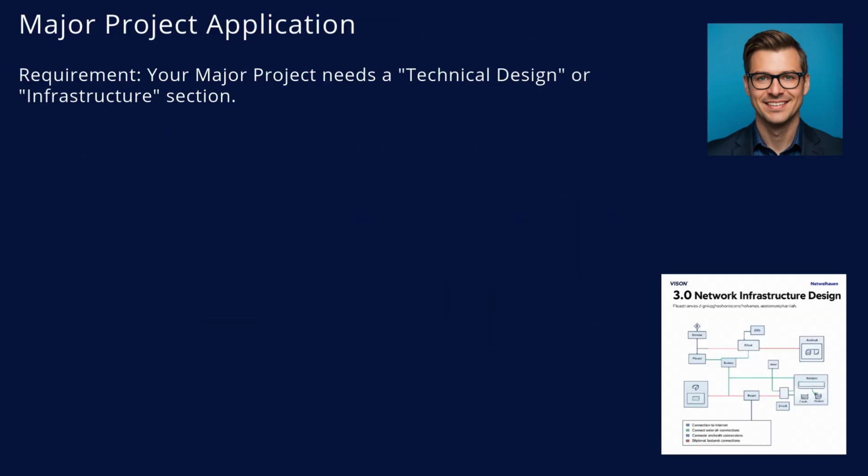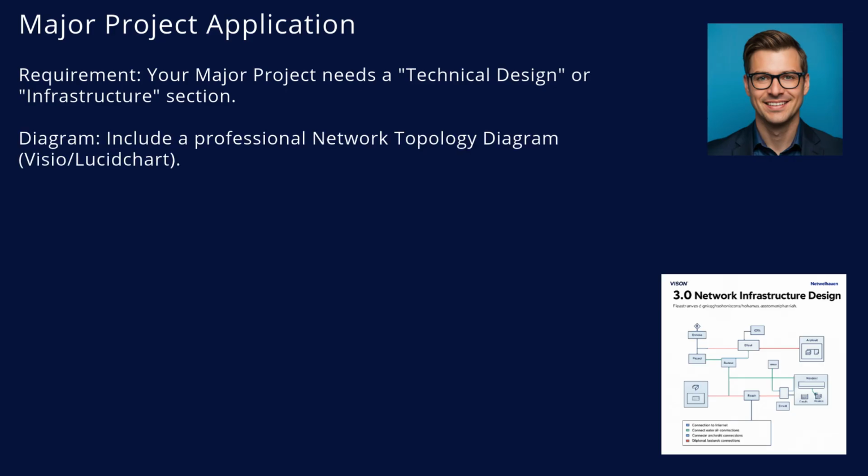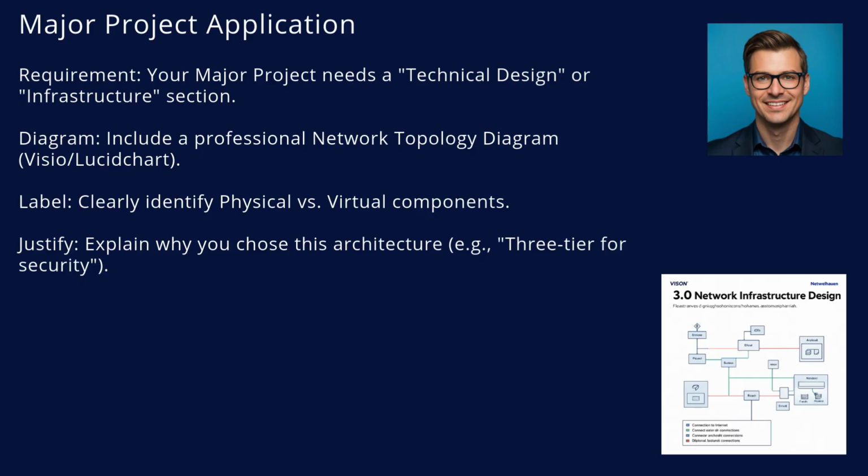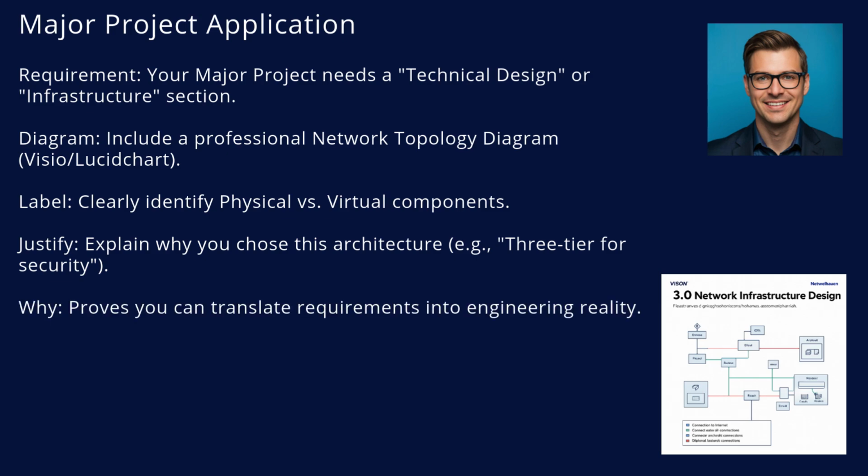If you are doing your major project, K61 is mandatory for your technical design section. You must include a professional network topology diagram. Use tools like Visio. Label your components clearly. Distinguish between what is physical and what is virtual. Most importantly, justify your design. For example, I implemented a 3-tier architecture to segregate the database from the public internet, ensuring data security. This visual and written evidence proves you can translate abstract requirements into engineering reality.